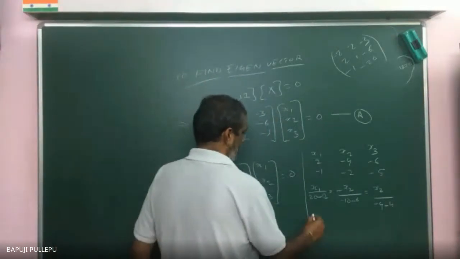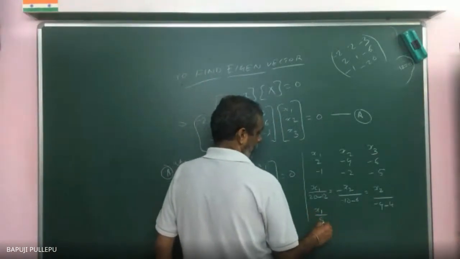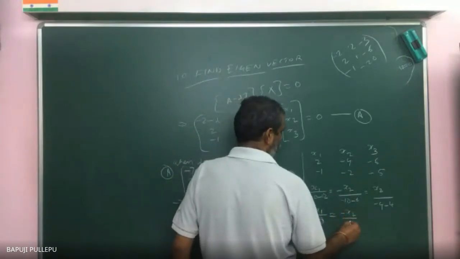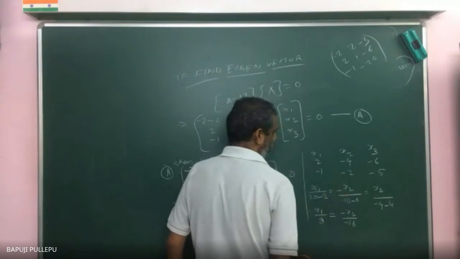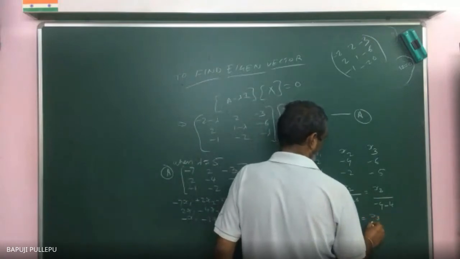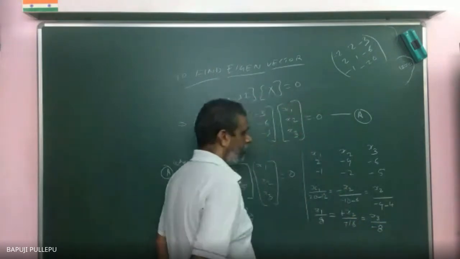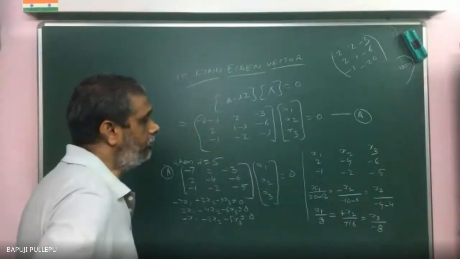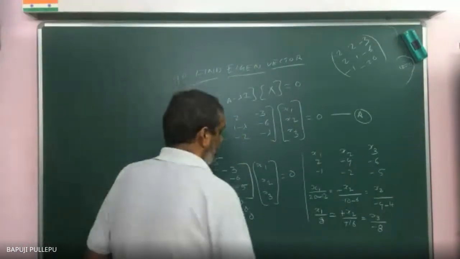Now this fellow is what? x1 by 8 is equal to minus x2 by minus 16. This minus, don't forget it, sir, the whole thing will collapse. x3 by minus 8. If you want, you can cancel throughout by 8. If you cancel by 8, what will you get? Tell me. Sir, 1, 2, minus 1. 1, 2, minus 1.